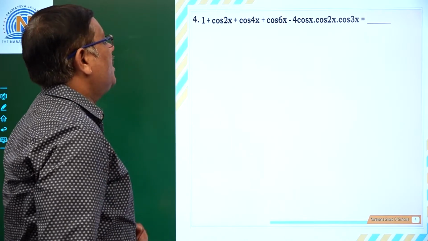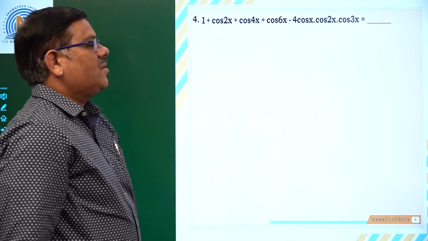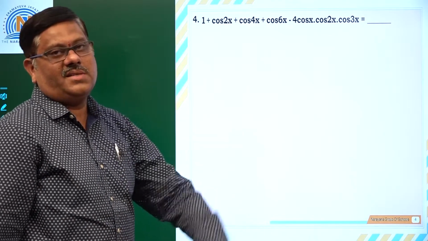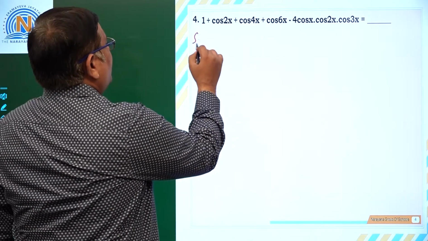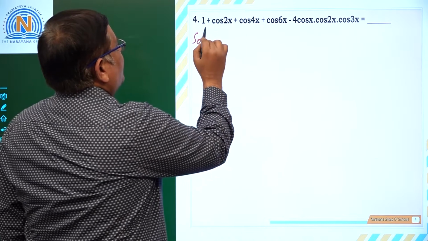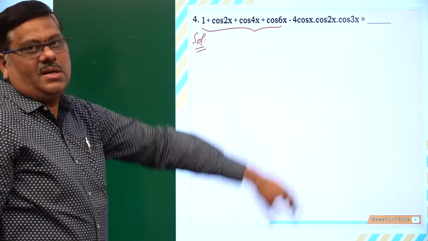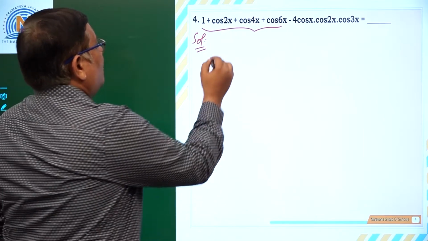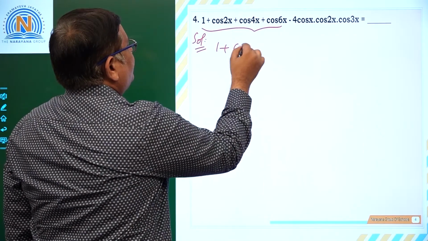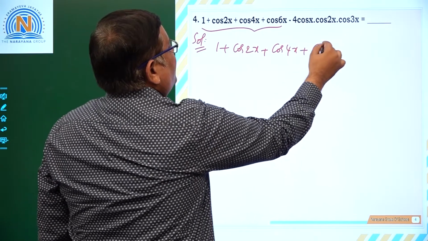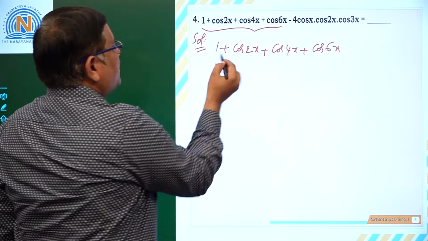1 plus cos 2x plus cos 4x plus cos 6x minus 4 cos x cos 2x cos 3x is equal to what? It is an integer type question. Let us take this first. Let us simplify that, then we can see what result we are going to have. Now 1 plus cos 2x plus cos 4x plus cos 6x. Let us try to simplify this.